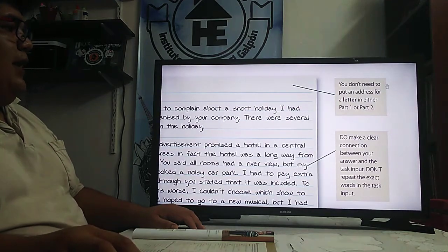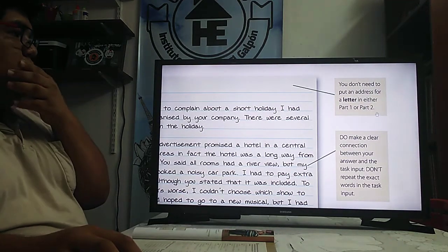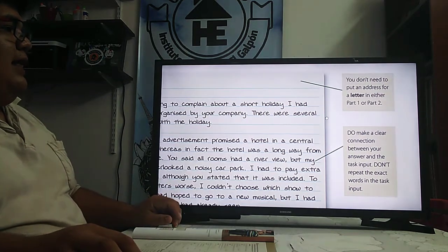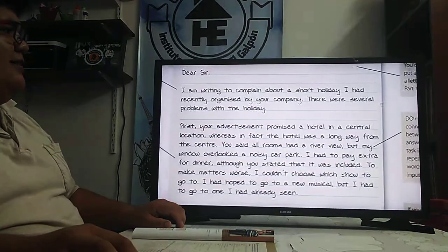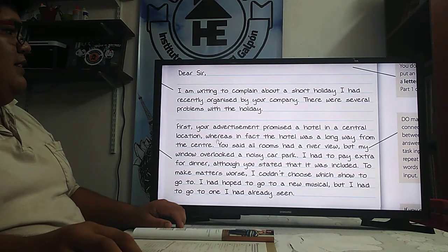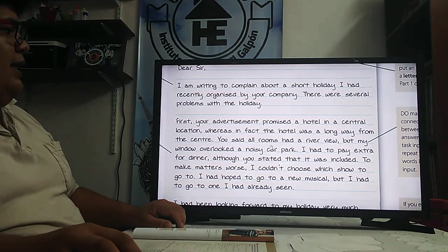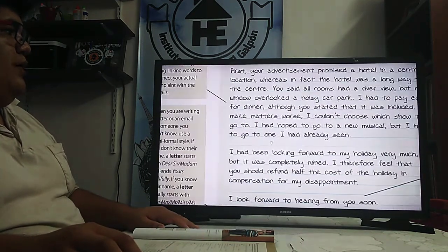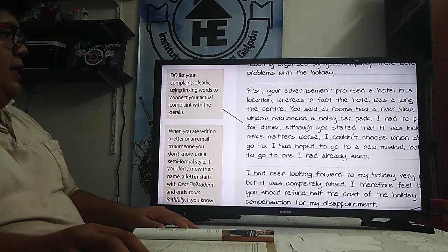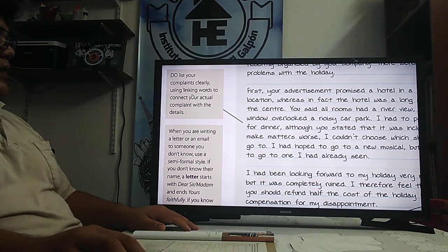You don't need to put an address for a letter either. Yes, don't write the address, don't write the date, just start with the title, Dear Sir or Madam. That is what I would write, because if I don't know if it is a boy or a girl, I would say Madam. Do list your complaint clearly using linking words to connect your actual complaint with the details.